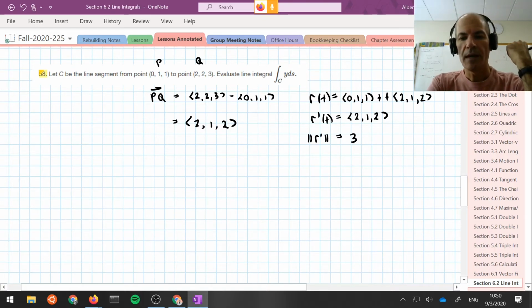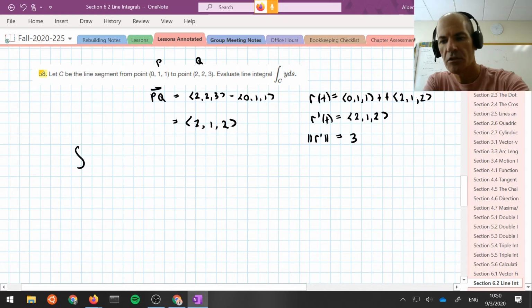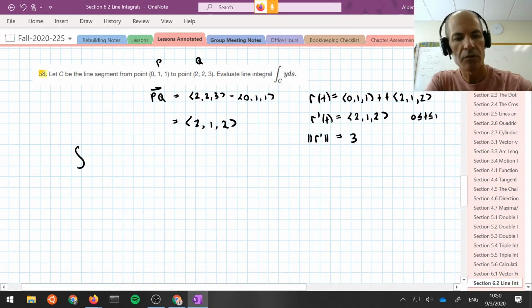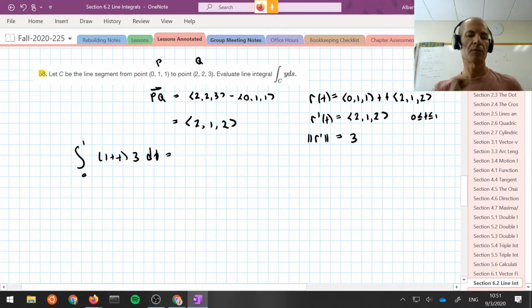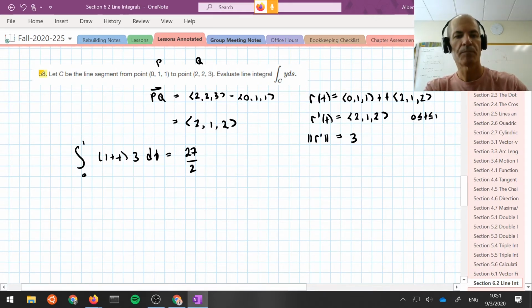All right, so we've got the magnitude, we've got the parameterization. It's now time to rewrite this integral. The parameter range is just 0 less than or equal to t less than or equal to 1, so that's our limits of integration. What's y along this parameterization? It's the middle coordinate of r, so it's 1 plus t. The magnitude of r prime is just 3, and dt, and then you can do this one by hand, or you can jump over to Sage, and you'll end up with 27 halves.